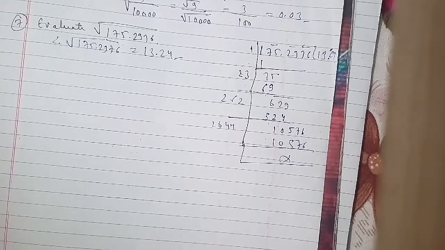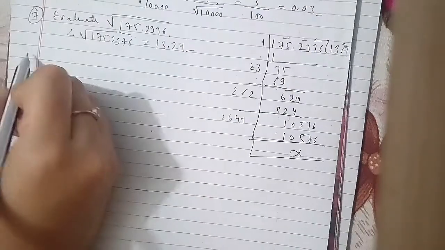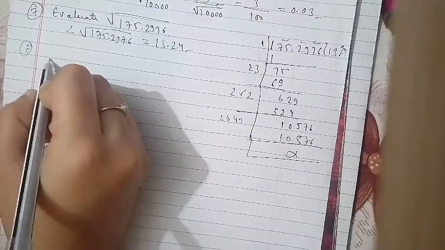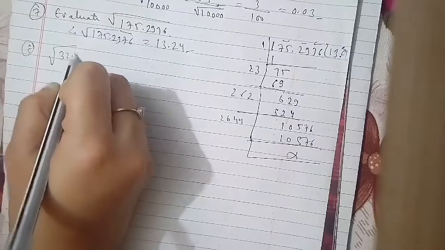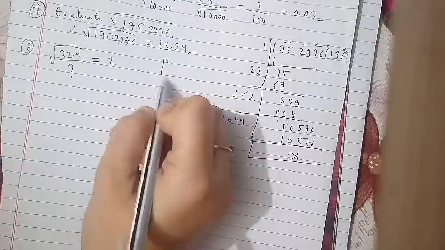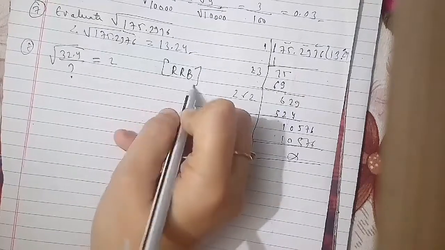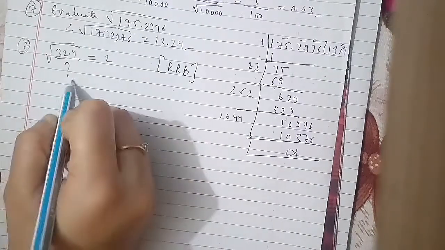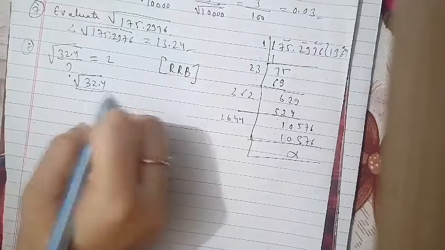Now we'll go ahead with another new question that has also been asked in your RRB examination paper. Under root 86.49 plus under root 5 plus question mark square equals 12.3. This has also been asked in your RRB examination paper. For that, let under root 86.49 plus under root 5 plus x square equals 12.3.